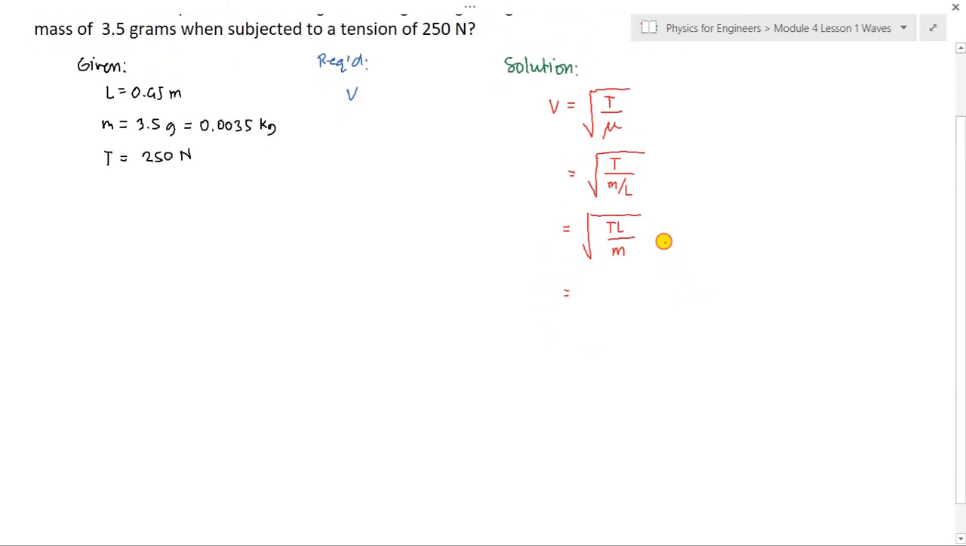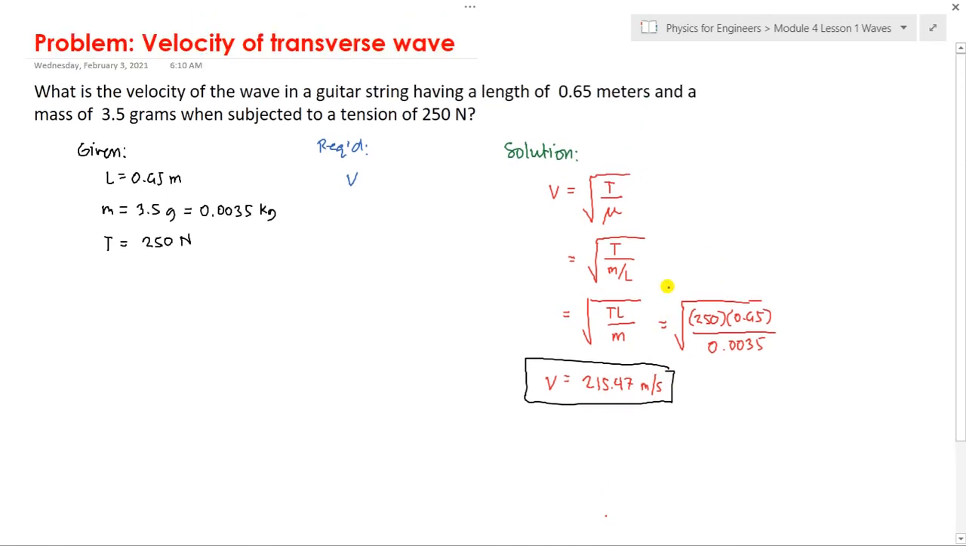Substituting the values, we have your tension is 250, the length is 0.65, which should be in meters, divided by the mass in kilograms, so we have 0.0035. Therefore our velocity here, 250 times 0.65 divided by 0.0035, gives a velocity of 215.48. So the velocity of the string is 215.47 meters per second. That is the velocity of our transverse wave produced in the guitar string, 215. Did you hear that, class?